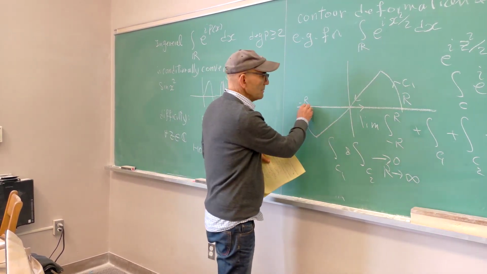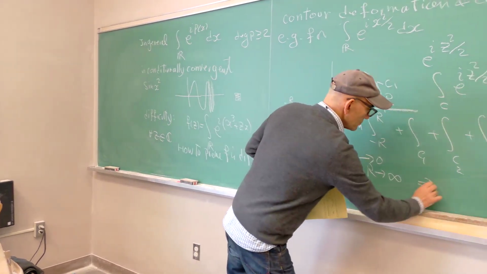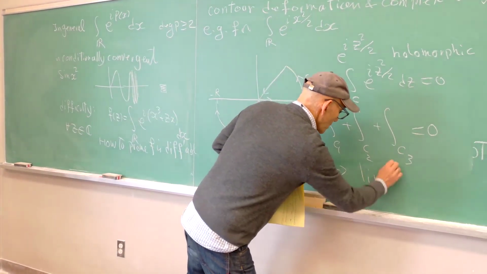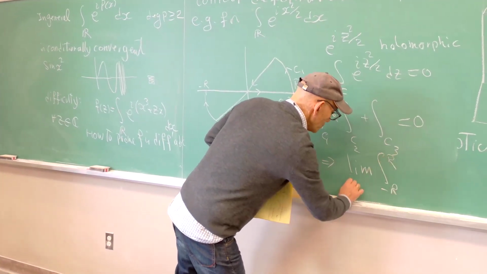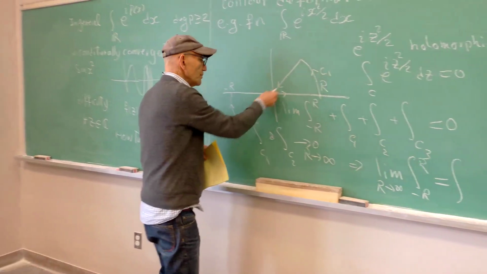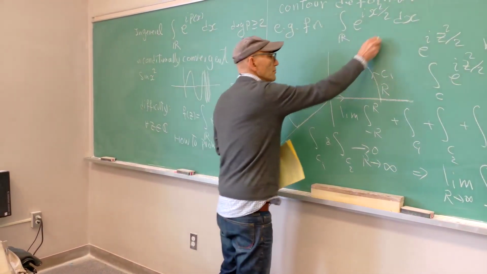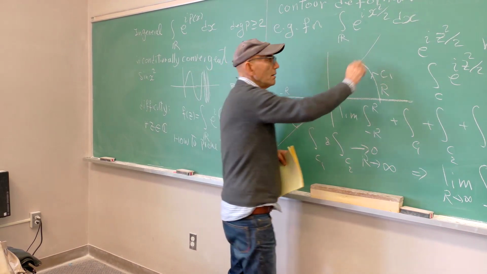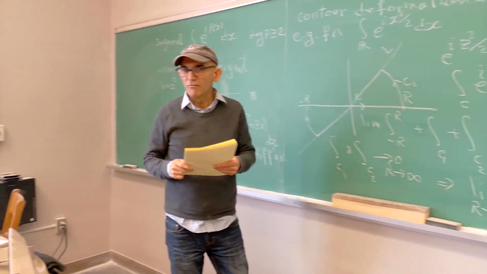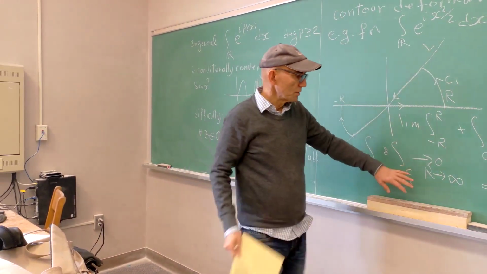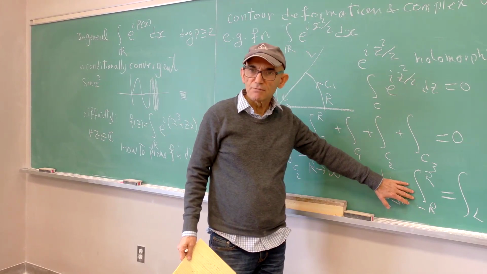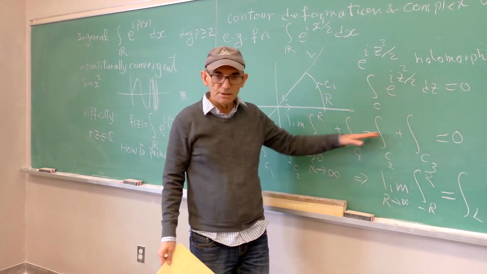So it follows that the limit of this guy, the integral from minus R to R that we want to compute, as R goes to infinity, is actually equal to the integral over this infinite line, L. So we have to evaluate this integral now. So this is the Fresnel integral that we want to compute. Now we can compute it as this integral here.